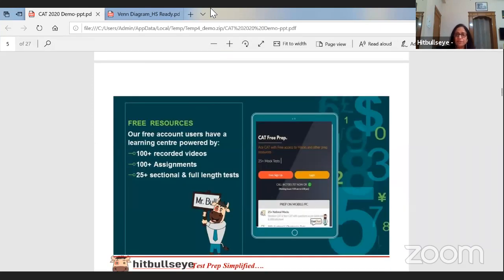Going ahead, what kind of free resources do you have? To access all these free resources, I'll be sharing a URL with you at the end of the session, and you can start accessing these free resources even before joining us as a paid user. In that, you have more than 100 recorded videos, more than 100 assignments, more than 25 sectional and full length tests. That's quite a lot of material. So quickly start using it, because you've attended this demo. I will be sharing a URL with you wherein you will find these free resources.